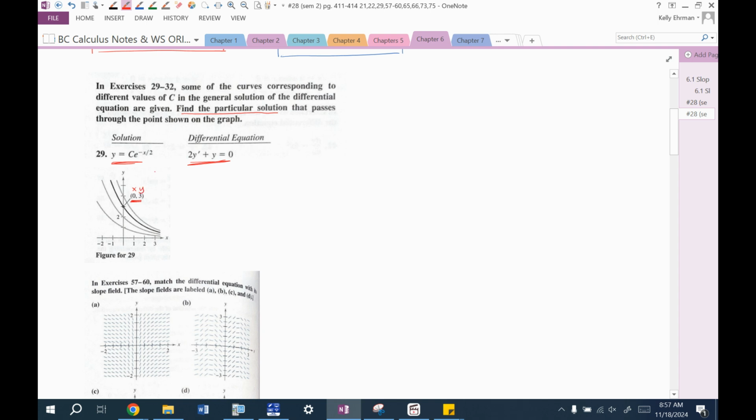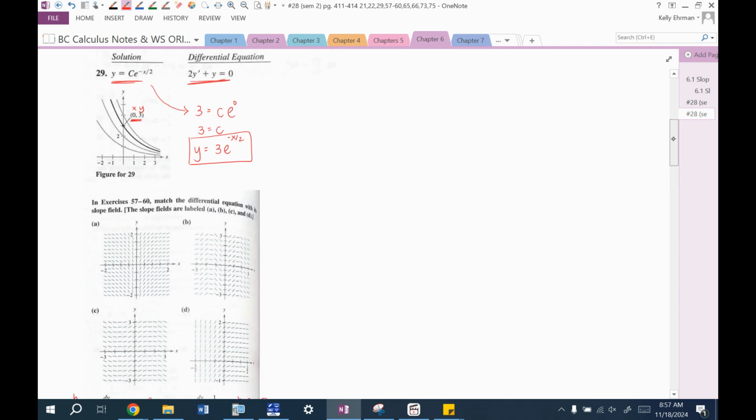for y. So using this solution, it should be 3 equals c times e to the 0. So 3 equals c, right? Because e to the 0 is 1. So the particular solution is y equals 3e to the negative x over 2. They did all the hard work for us on that one.